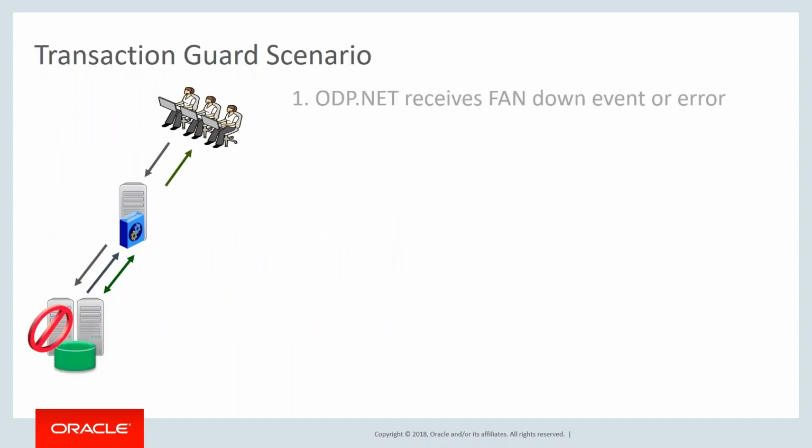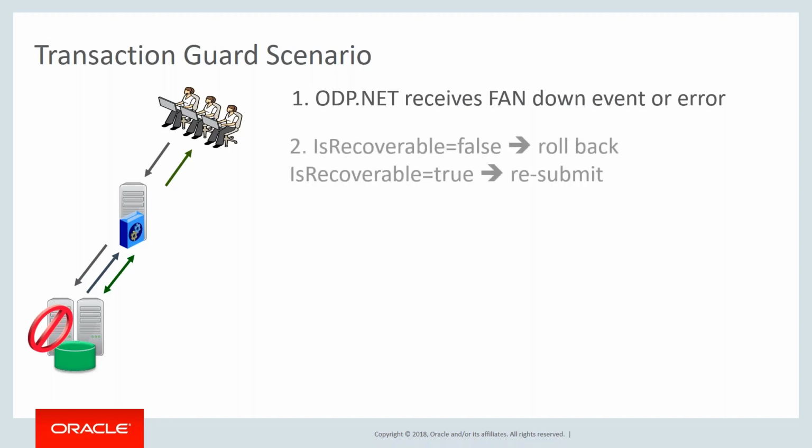The scenario that occurs in a Transaction Guard situation is that ODP.NET will first receive a FAN error that a down event has occurred or an error has occurred. When that error occurs, the end user may be in the middle of a local transaction and will have to be able to know for certain whether that transaction committed or not. So the first thing an application developer would do, since this is an API-based feature, is determine whether the transaction is recoverable or not recoverable.